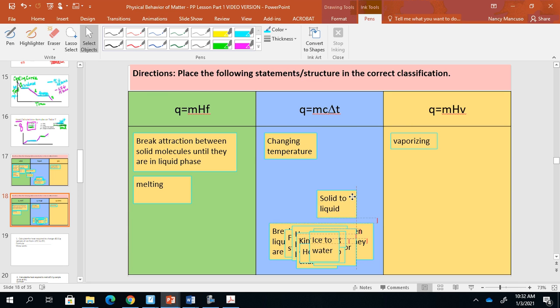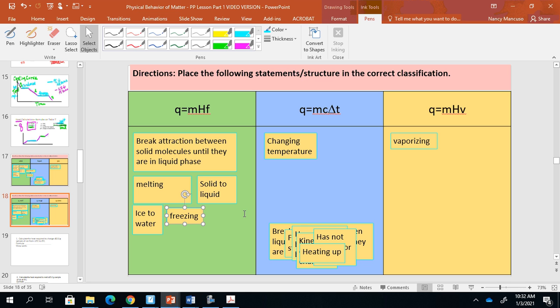Changing from a solid to a liquid. If you go from a solid to a liquid, you're melting. So that would be over here. Ice to water is melting. Freezing is also over here. Gosh, I have a lot over here. All right, heating up. Heating up implies I'm changing the temperature, so I want this one. Has not melted or boiled. If it has not melted or boiled, that means I'm under the melting point. That means I'm on one of the slopes, so that would be changing temperature.